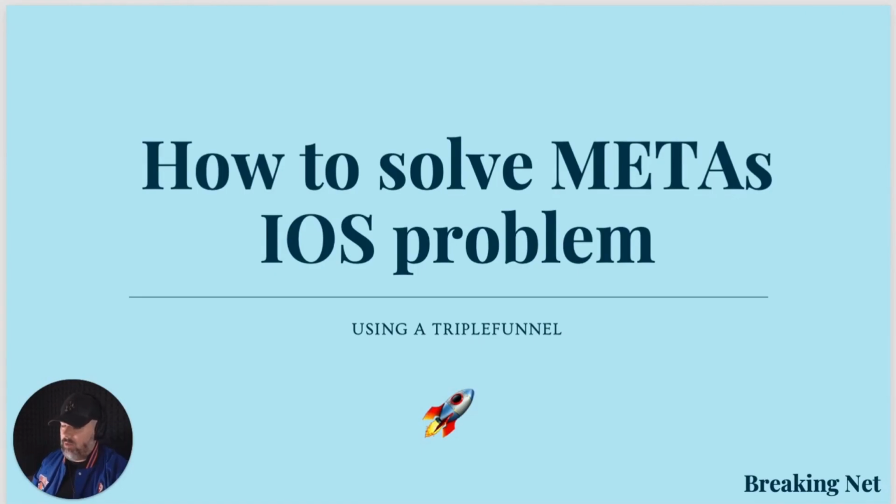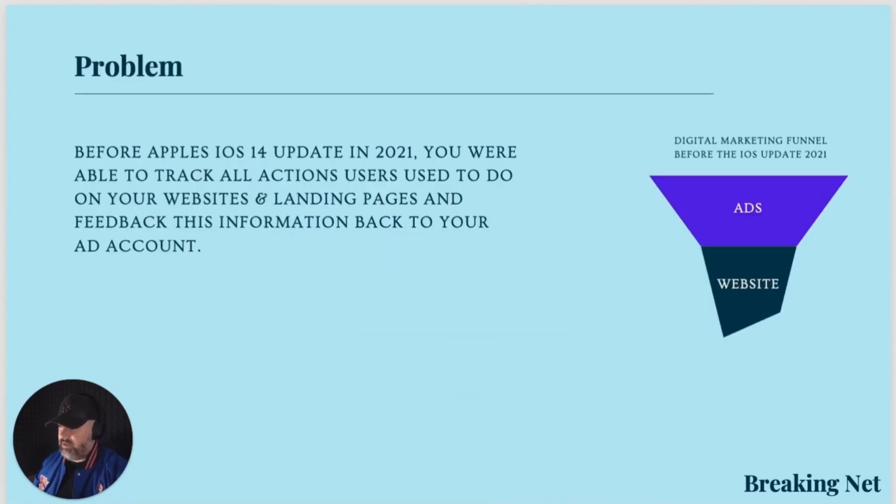So the problem is this. In 2021, iOS 14 was released by Apple, and it made you opt in if you want to be tracked from different apps on other platforms, on websites. And of course, a lot of users opted out, and your tracking is not going to be as good as it was before. So let's imagine we were before the iOS update.